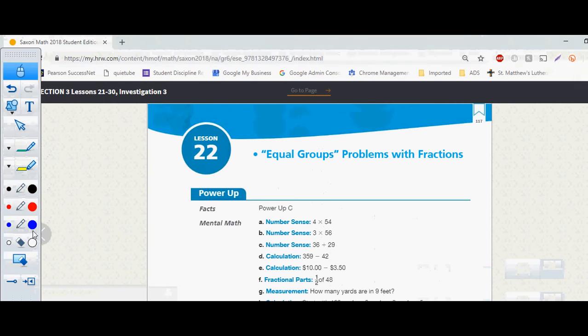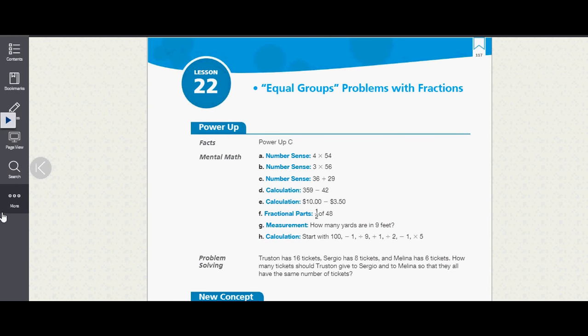Course 1 Math Lesson 22. Let's do some word problems dividing into equal groups again, this time using fractions.